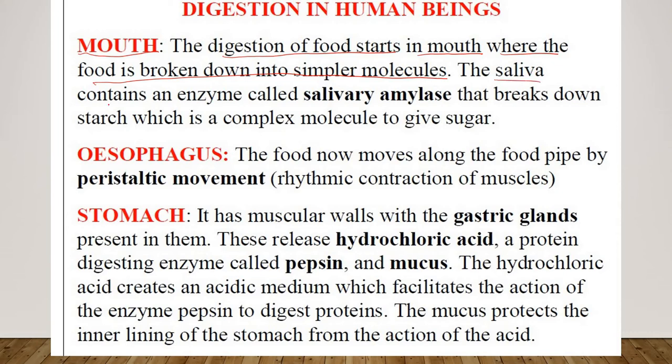The saliva contains an enzyme called salivary amylase. Salivary amylase breaks down the starch, which is a complex molecule, to give sugar. After this, the next part is our esophagus.